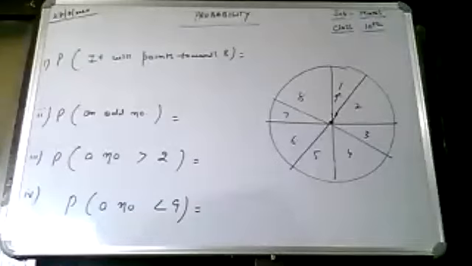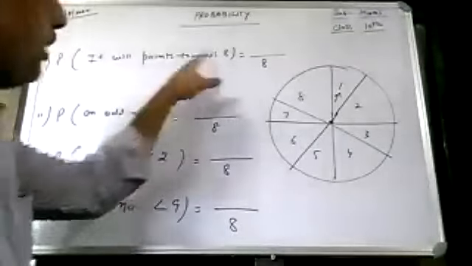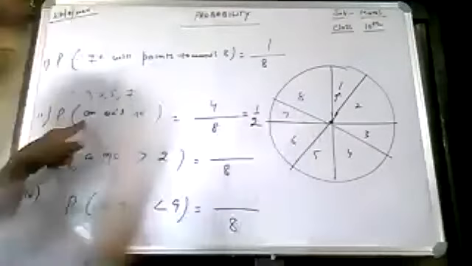Clear? So class, look carefully. I need your help, need your cooperation here. It will point towards 8. How many total outcomes, class? 1, 2, 3, 4, 5, 6, 7, 8. So what do we divide by? Divide by 8. Clear? It will point towards 8. How many times is 8 there? Only once, class. So the probability is 1 by 8. Clear? Next, an odd number. How many odd numbers are there? Which are the odd numbers? 1, 3, 5, 7. So there are 4 odd numbers. So that is 4 by 8. The answer is 1 by 2.